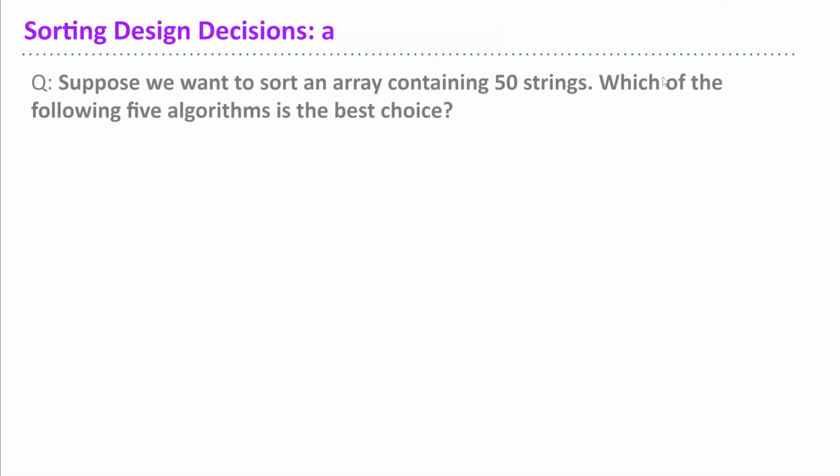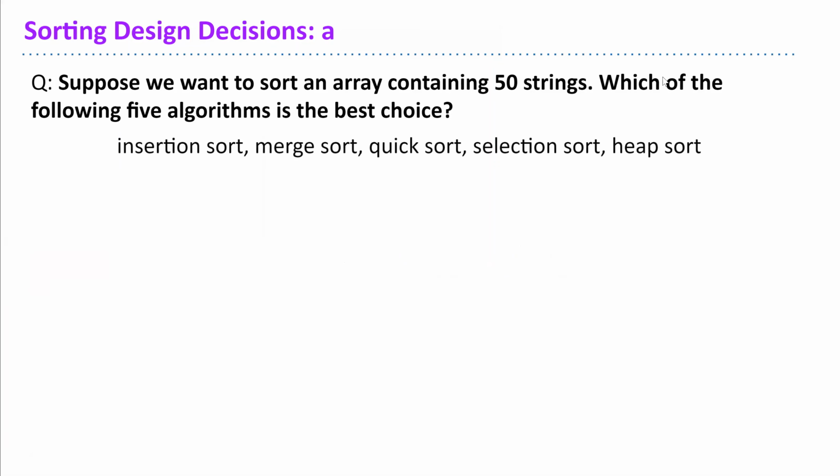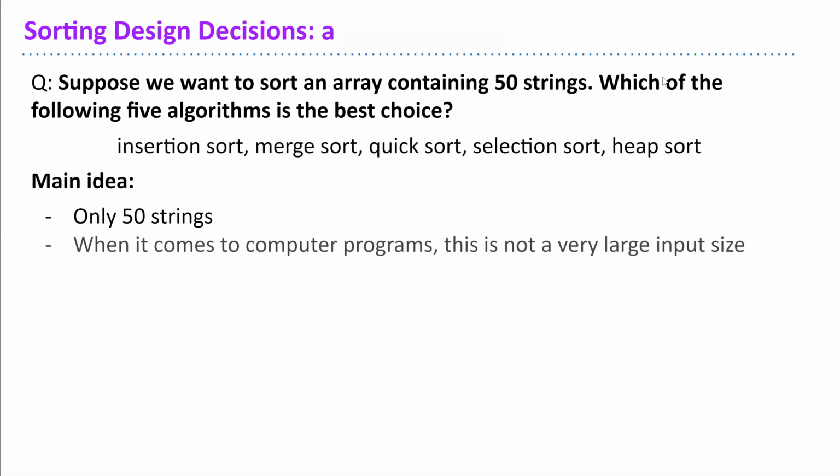Part A asks us, suppose we want to sort an array that contains 50 strings. Which of the following 5 algorithms is the best choice? The 5 algorithms are also the ones we just reviewed, which is good. Some main ideas we want to think about are that we're only dealing with 50 strings, and when it comes to computer programs, this is not a very large input size. So we could choose from a lot of the options here and be completely right. But in our case, we're going to go with insertion sort.